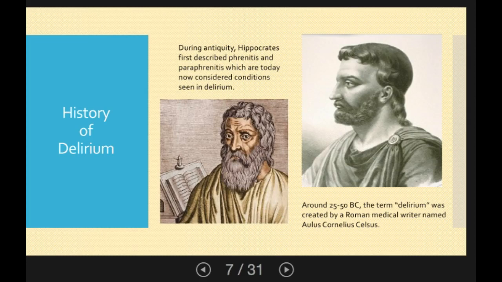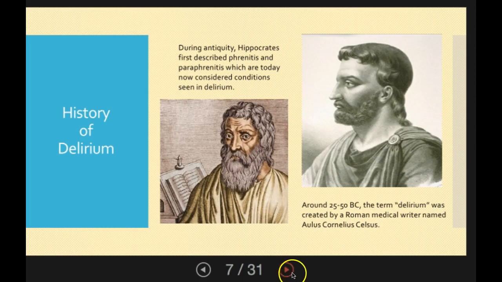He believed that lethargis could progress into phrenitis, or frenzy, and then back into lethargis again. This type of lethargy and frenzy cycle was often seen in ancient Greek times with relation to alcohol withdrawal. In 25 to 50 BC, Celsus coined the term delirium and used it to describe various mental disorders and symptoms.